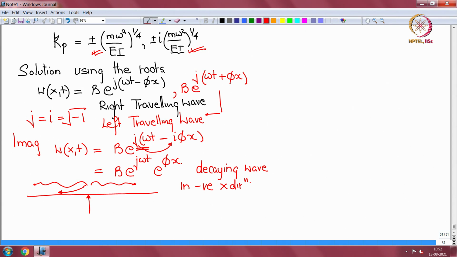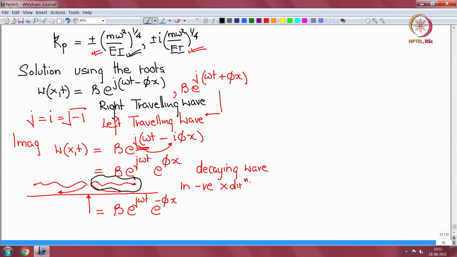Similarly, if I choose the negative imaginary root, I will get b e to the power of j omega t e to the power minus phi x, and this represents a decaying wave in the positive direction. Those are the 4 roots. Of these, let us focus currently on this positive propagating wave, which is the positive root here.